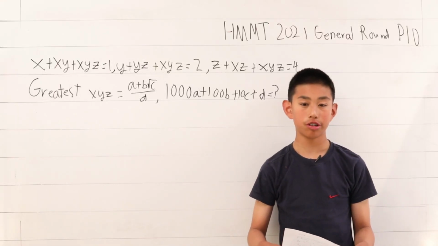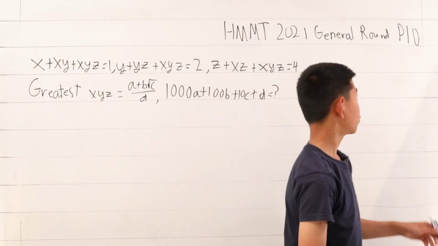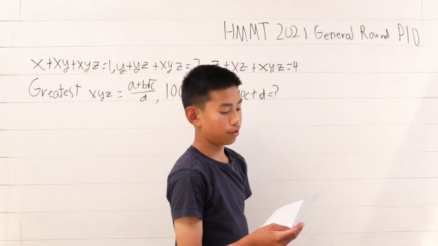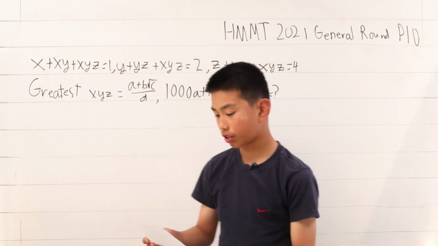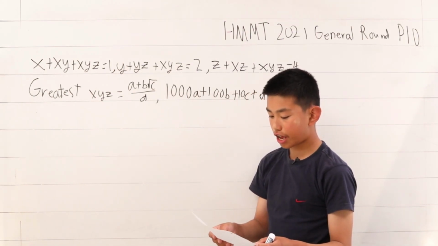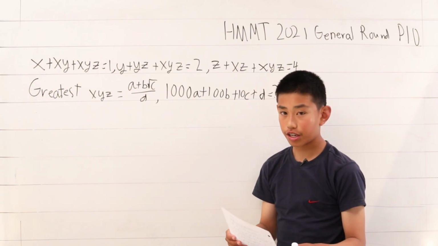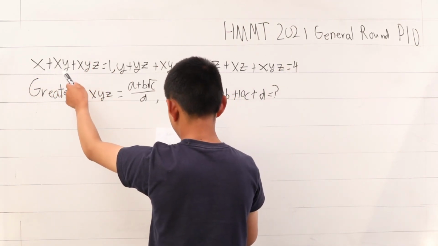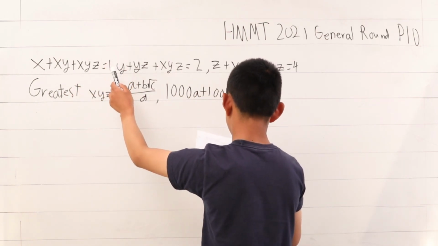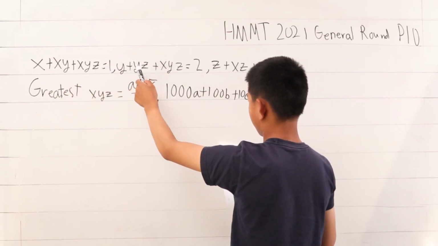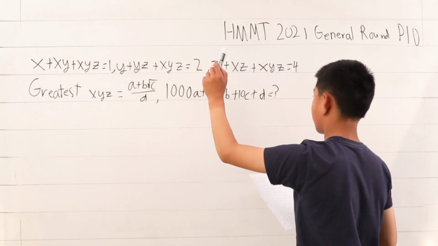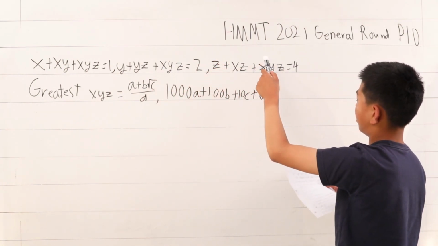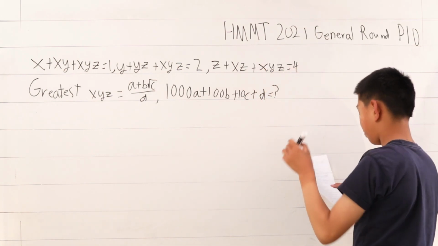Today I'm going to explain how to solve problem 10 from the general round of the HMMT of 2021. So, real numbers x, y, and z satisfy our first equation. x plus xy plus xyz is 1. y plus yz plus xyz is 2. And z plus xz plus xyz is 4.